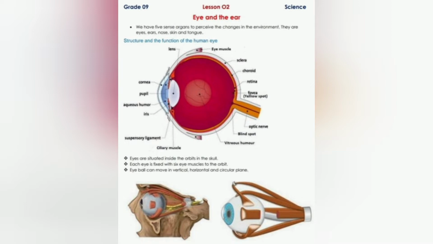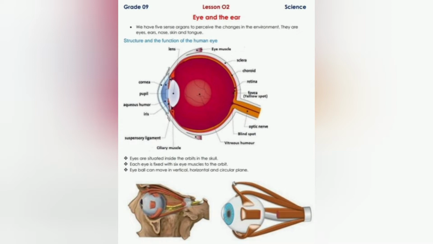Given diagram is the structure and the function of the human eye. Parts of the human eye are lens, cornea, pupil, aqueous humor, iris, suspensory ligament, ciliary muscle, then vitreous humor, blind spot, optic nerve, fovea that is called as yellow spot, retina, choroid, sclera and eye muscle. You can see them in the diagram given here.